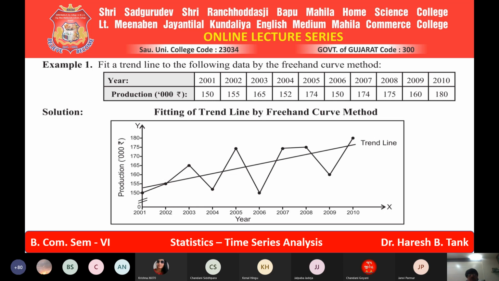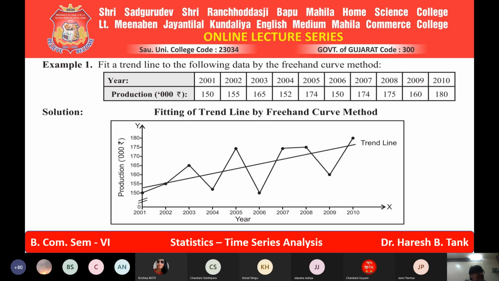Once you do it, just observe the data. In the data, the first variable is year: 2001, 2002, 2003, 4, and so on, up to 2010. The lowest value is 2001 and the highest value is 2010. Naturally, on the x-axis, the first point should be 2001, and the last point on the x-axis is 2010. The increment is 1, so there is nothing to worry about: 2001, 2, 3, 4, and so on. Put all the points on the x-axis.